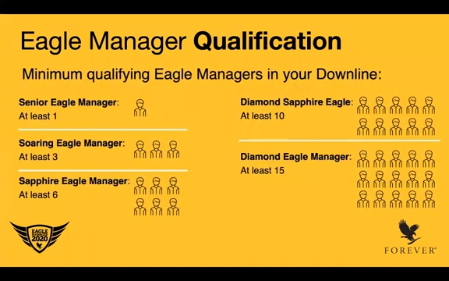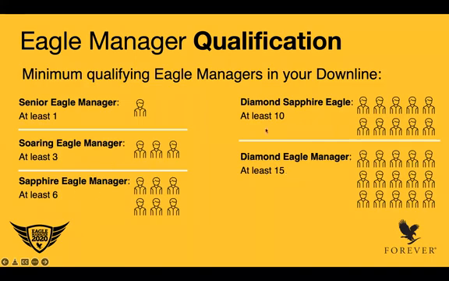Now, those are criteria for someone who is a manager. If you're a senior manager, you need to be ego, and you need to have at least 1 person in your team who is an ego manager. Of course, that means more money for you. If you're a soaring manager, you need to be ego manager, and you need to have 3 lines of ego managers. If you're sapphire, you need to have 6 lines of ego managers. If you're diamond sapphire, you need to have 10 lines. If you're diamond, you need to have 15 lines.